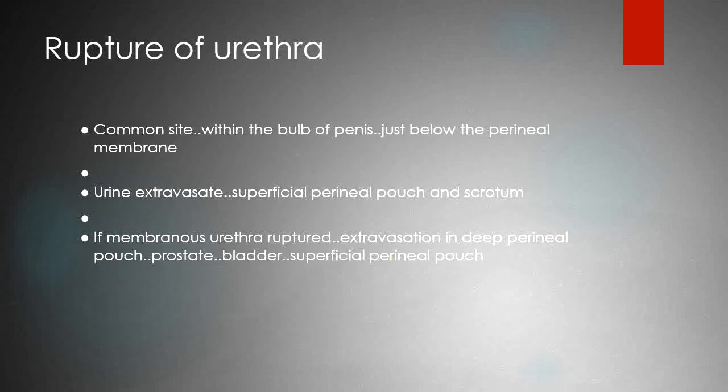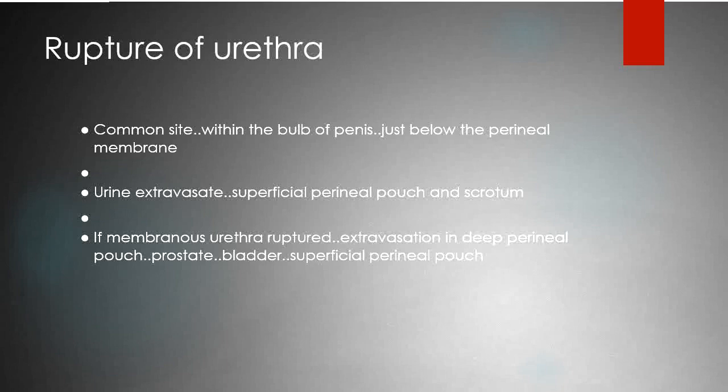Rupture of the urethra. The urethra is commonly ruptured beneath the pubis by a fall astride a sharp object. This causes extravasation of urine. The most common site of the rupture is within the bulb of the penis, just below the perineal membrane. Here the urine extravasates into the superficial perineal pouch, and then it will pass over the scrotum beneath the membranous layer of the superficial fascia.